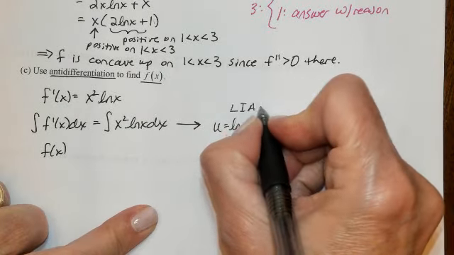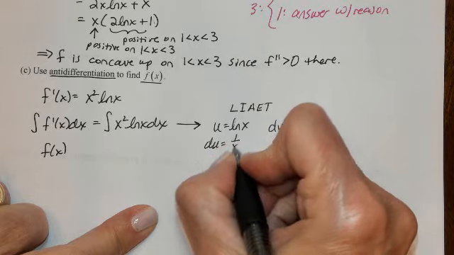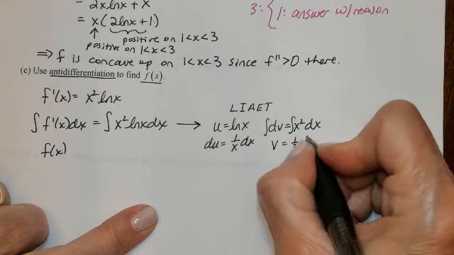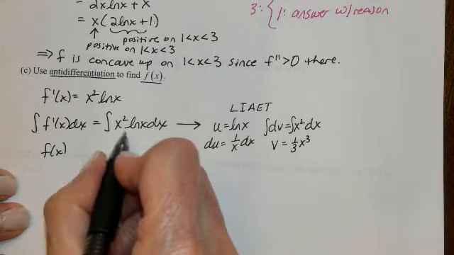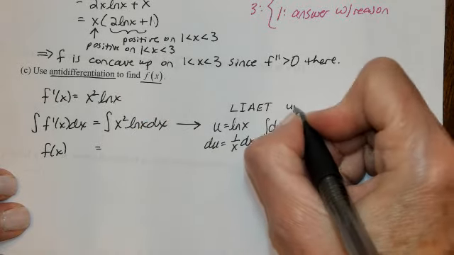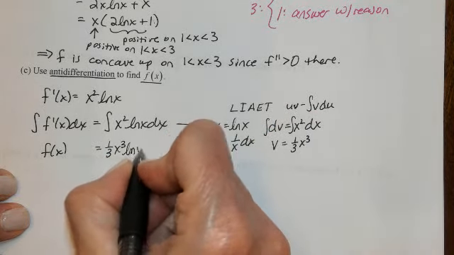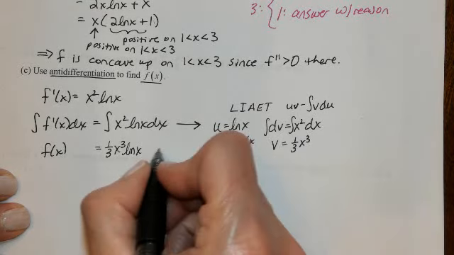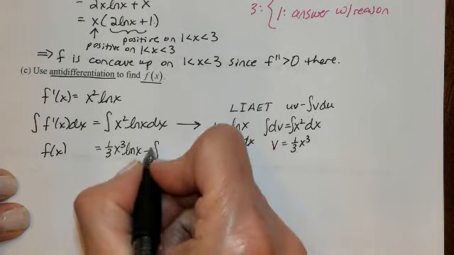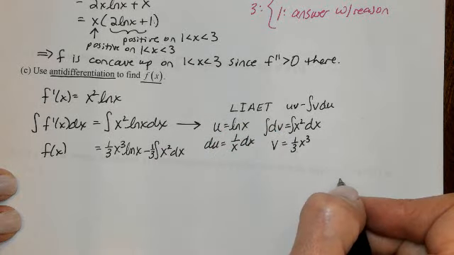Remember your light. If there's a log, let that be u. Alright. du is 1 over x dx. To get v, we take the integral, so v is going to be 1/3 x cubed. So over here, this integral will be uv, remember uv minus integral v du. So 1/3 x cubed ln x, that's uv, minus the integral of v du. When I multiply x cubed times 1 over x, I'll get x squared. The 1/3 I'm going to pull out of my integral, and so I'll have x squared in there dx. Okay?